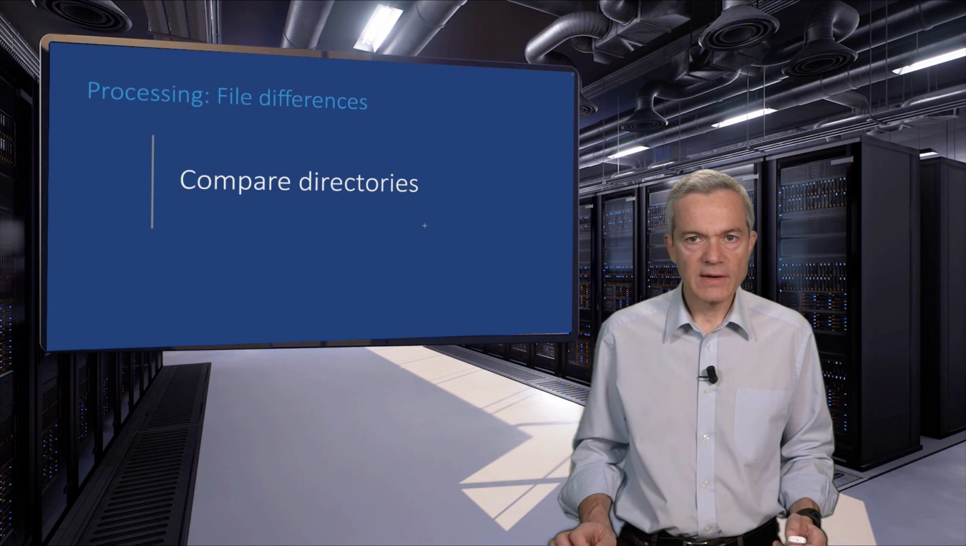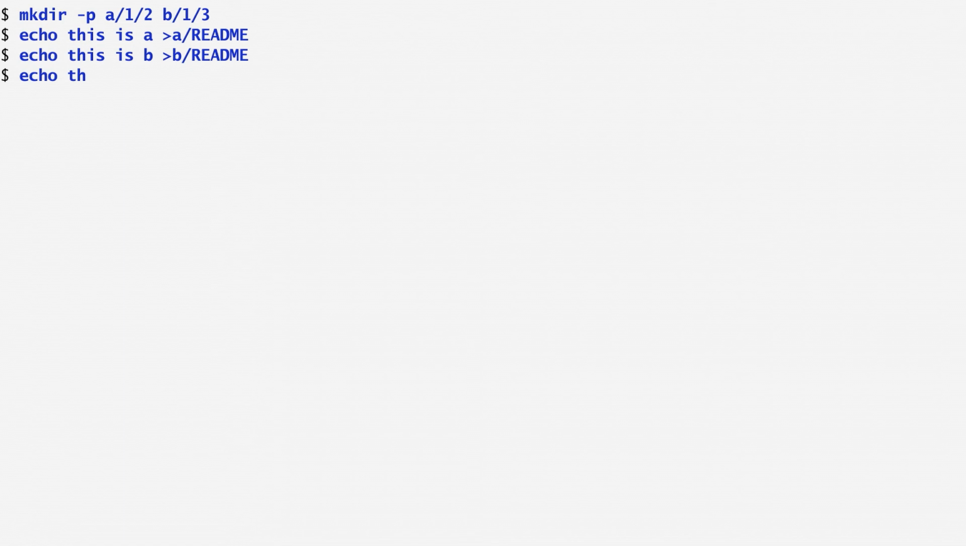In some cases, we don't want to compare files, but entire directory hierarchies. Here is an example of recursive differencing. First, I create two deep directory hierarchies. They have the subdirectories A/1/2 and B/1/3. Into them I put a README file, one under A, one under B, one under A/1, one under B/1. All the README files are different.